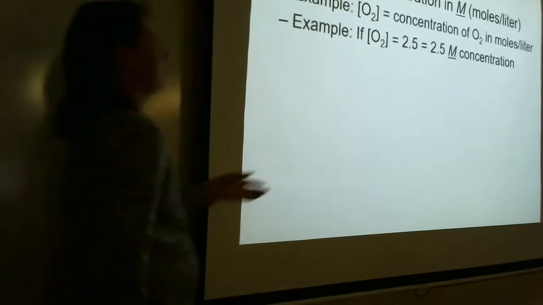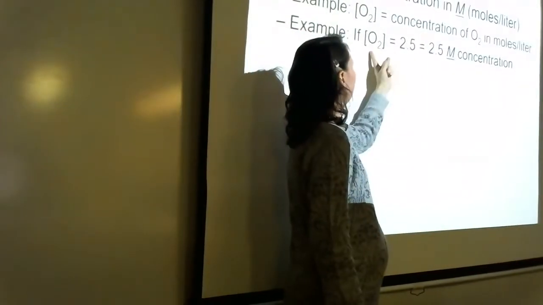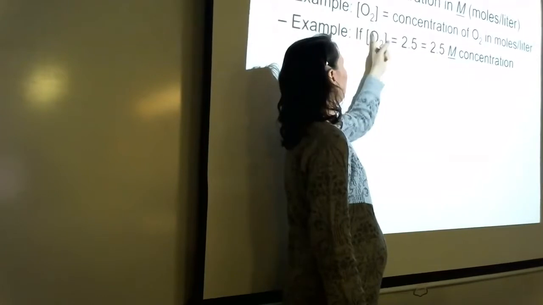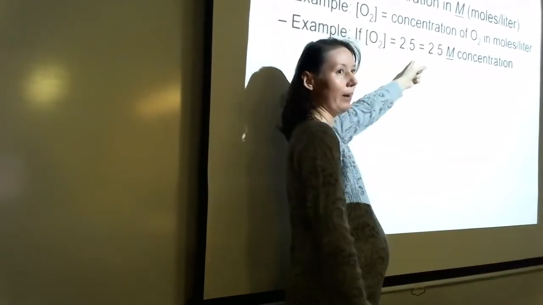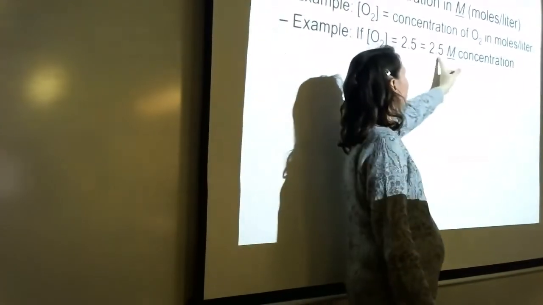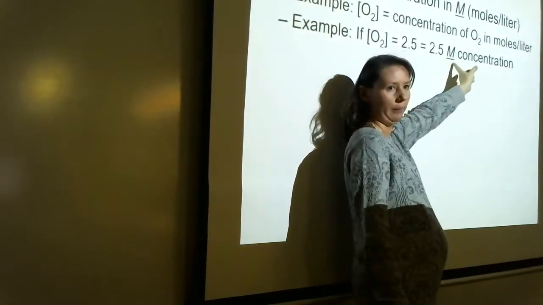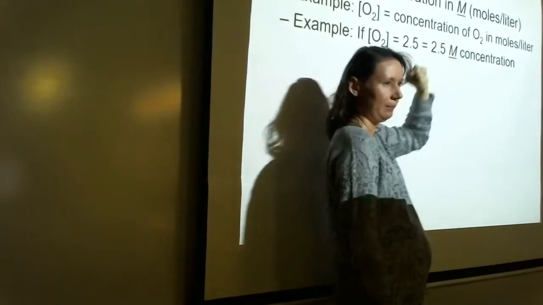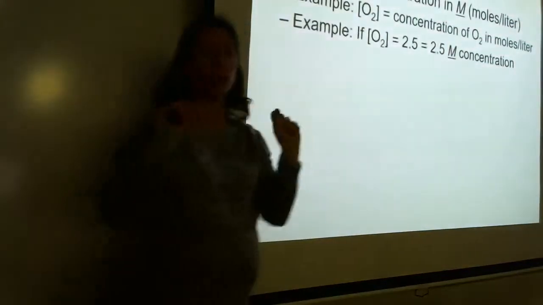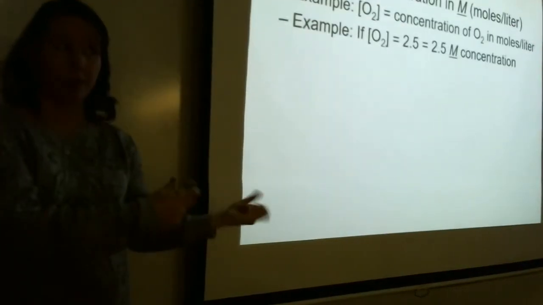So if you just saw O2 in brackets equals 2.5, what am I telling you there? I'm telling you that the concentration is 2.5 moles per liter. Okay, that's what those brackets mean. Brackets mean molar concentration of whatever's inside the brackets.